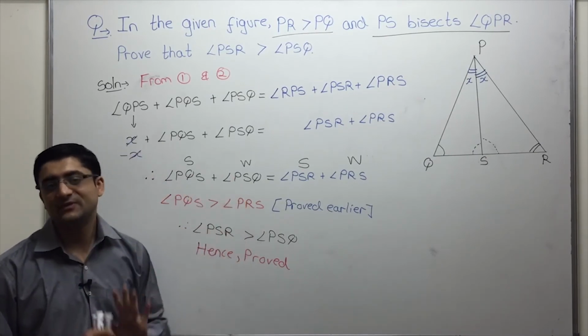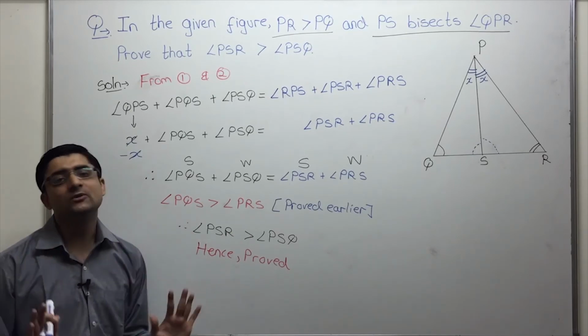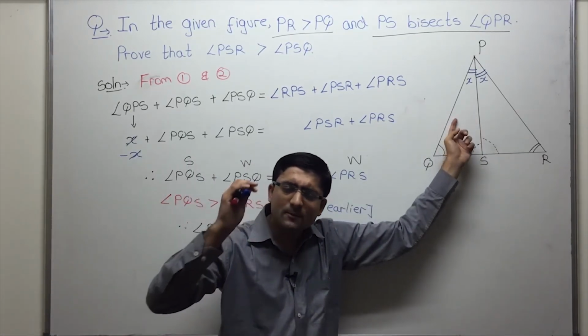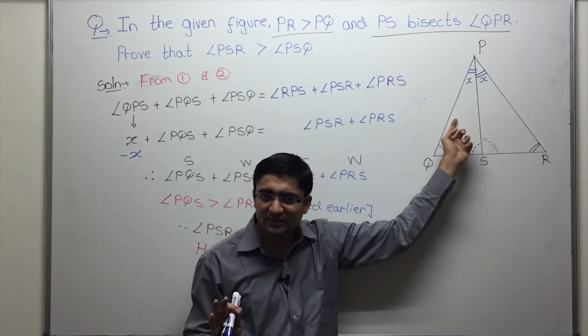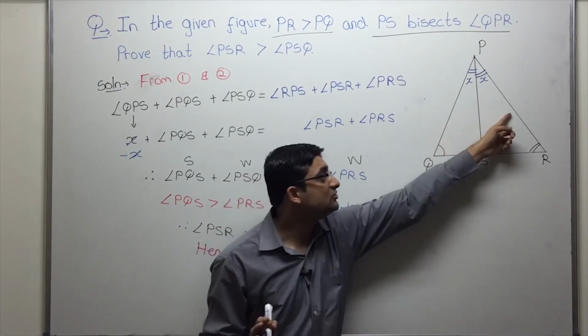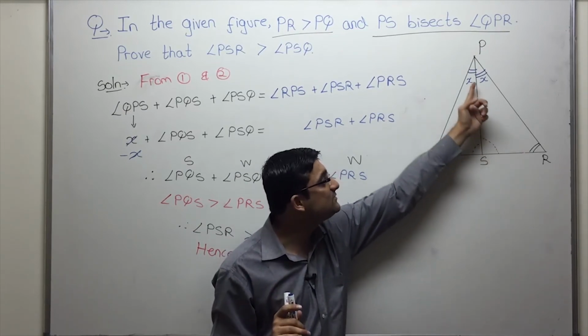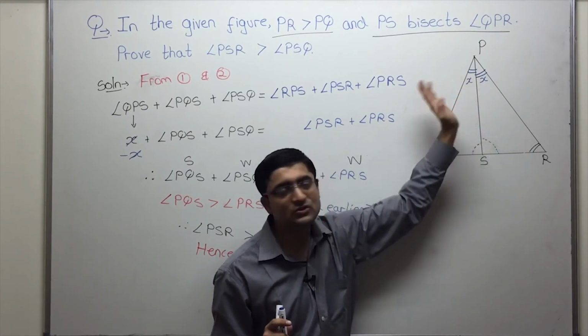So hence proved. So let me do a recap. First of all, begin with what is given to you. First thing given to us is PR is greater than PQ. The moment in a triangle you see one side is greater than the other, mark the opposite angles. So angle opposite to this is greater than angle opposite to this. Next thing given to us is PS is bisecting this angle. So these two angles are equal.